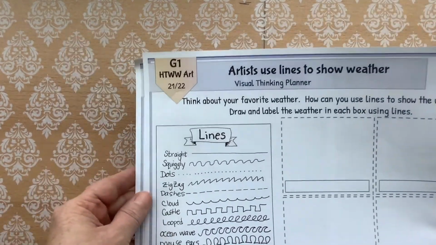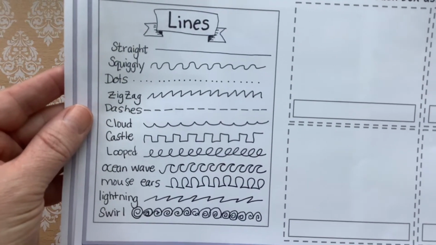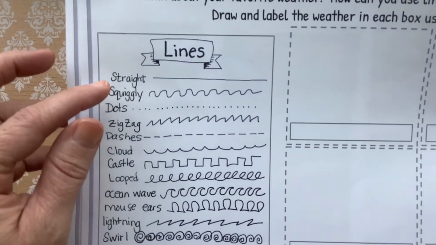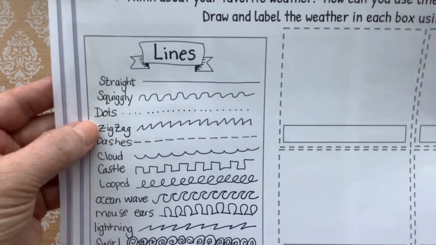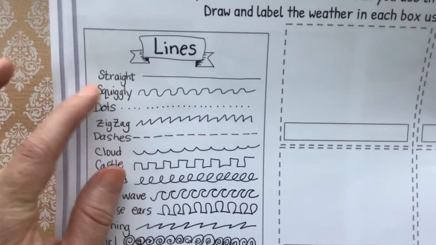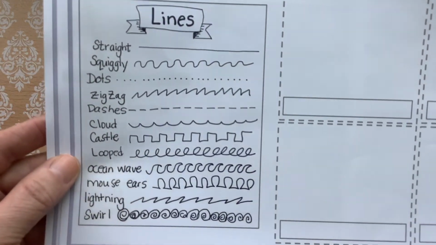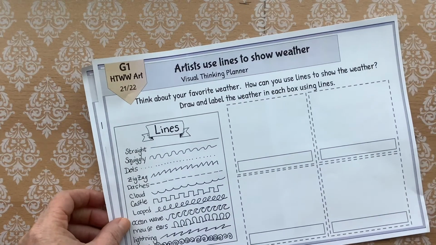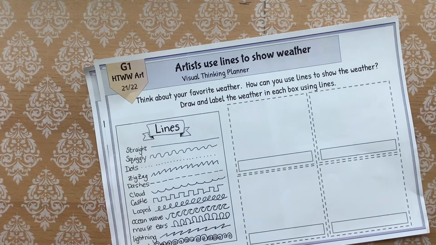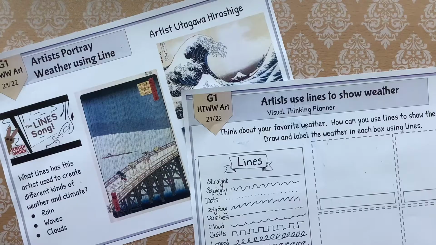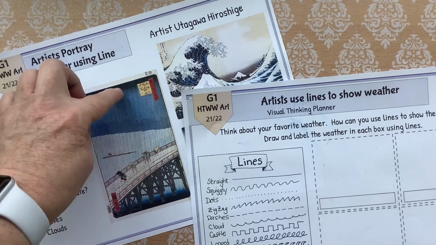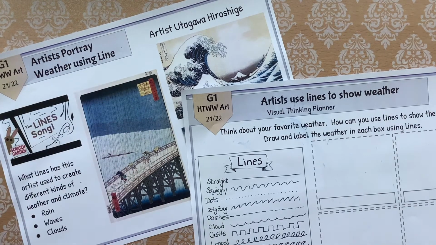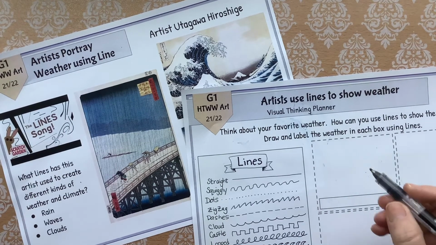Here's some examples of some lines that we can use to create our own weather patterns. We have some straight lines and some squiggly lines and dotted lines, zigzag lines. Okay, so what we're going to do today is we're going to use lines to create. Okay, so I want to create the rain, but I don't want it to be a hard rain. I want it to be a soft rain. So let's see how I could do that.